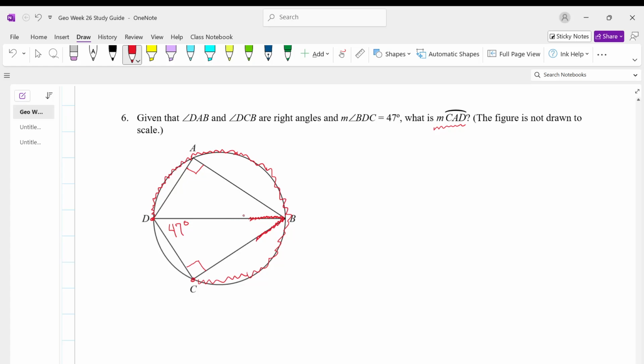So this angle DBC first, the measure of angle DBC is equal to 90 minus 47. And 90 minus 47 is 43 degrees. So we're going to start there. This angle, 43 degrees.